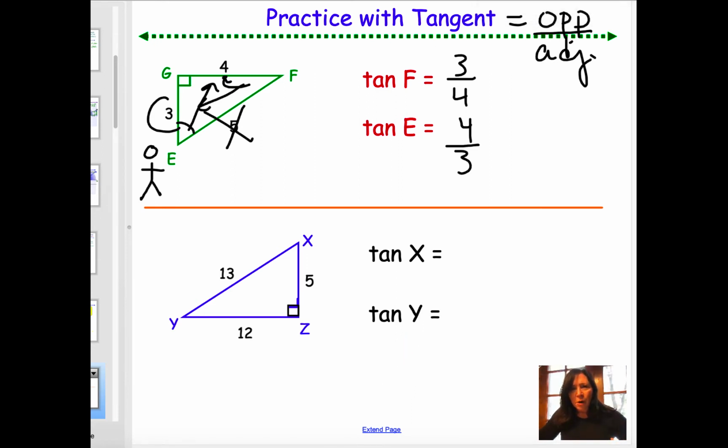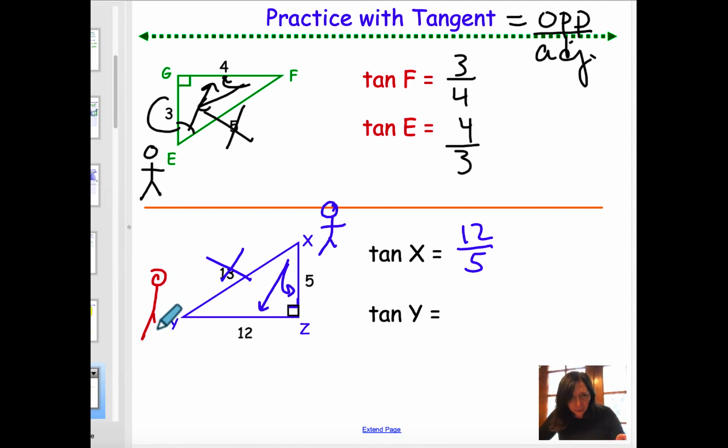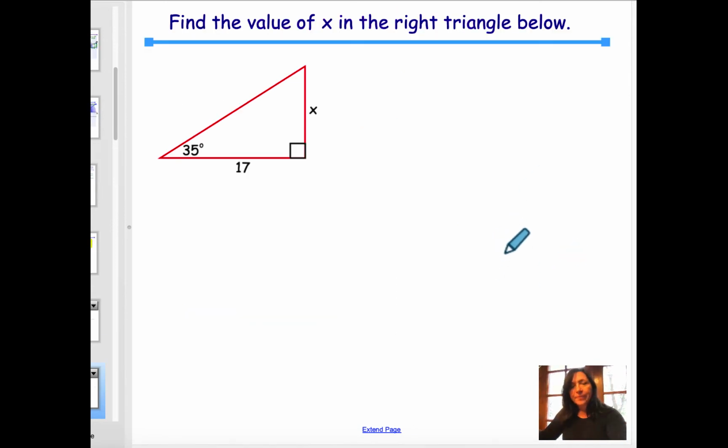And then for tangent of X, here you are again, put yourself here, opposite side and adjacent side. So that would be 12 over 5. Again, do not use the hypotenuse for today. Tangent of Y, and now I'm going to move myself over, actually not moving myself, redrawing myself, and putting you over here at Y. So the opposite side is now 5 and the adjacent side is 12. So this is a ratio, all right?